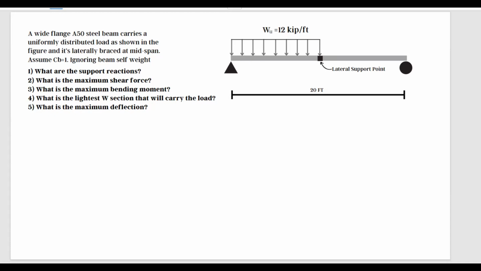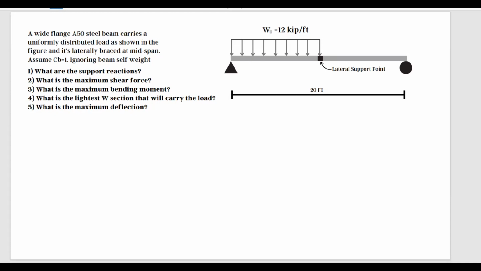2. What is the maximum shear force? 3. What is the maximum bending moment? 4. What is the lightest wide flange section that will carry the load? And 5. What is the maximum deflection? So we have 5 things we have to address today.